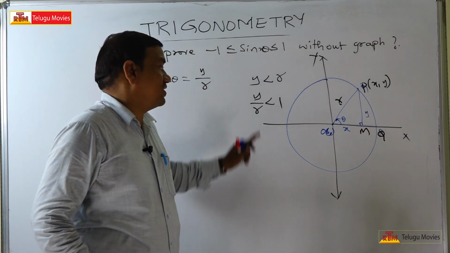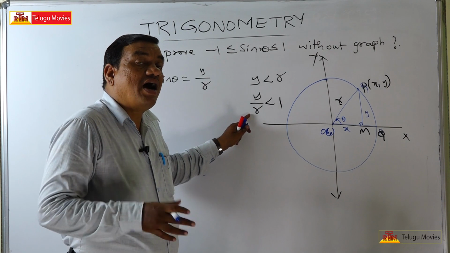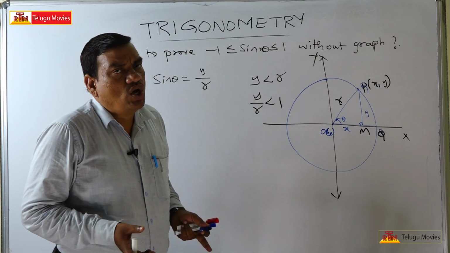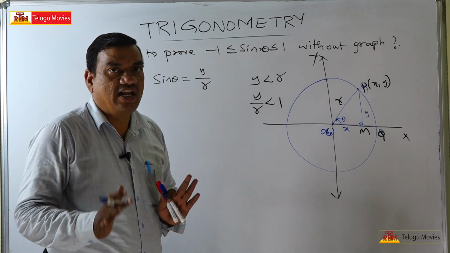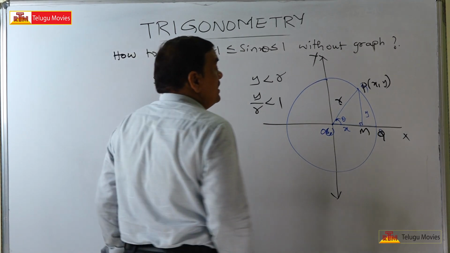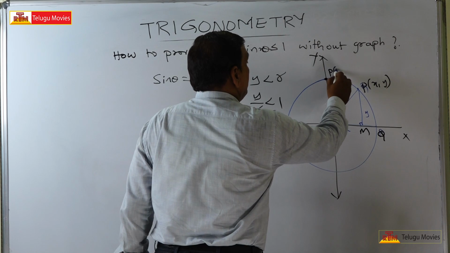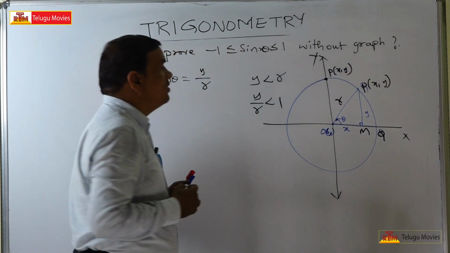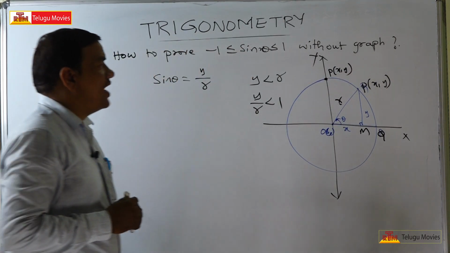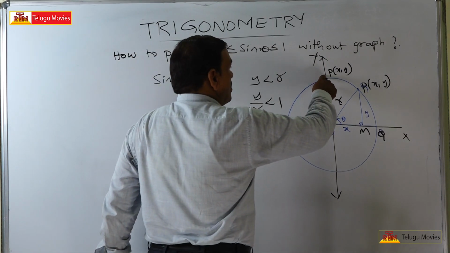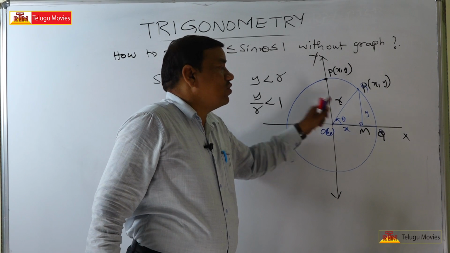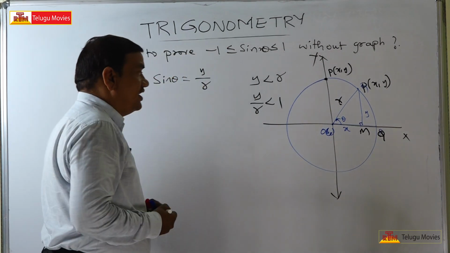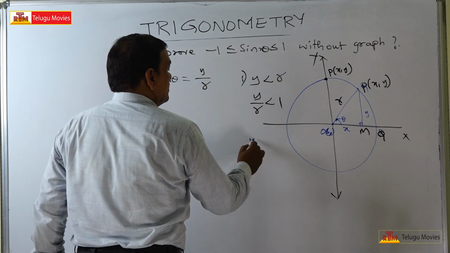It is a proper fraction. y by r: y is the smaller one, r is the bigger one. It is a proper fraction. A proper fraction is always less than 1. Okay, we are talking about the positive side, less than 1, right? And if the point P(x, y) is on the y axis, what happens? The y value and r value will become equal. This is the first case.